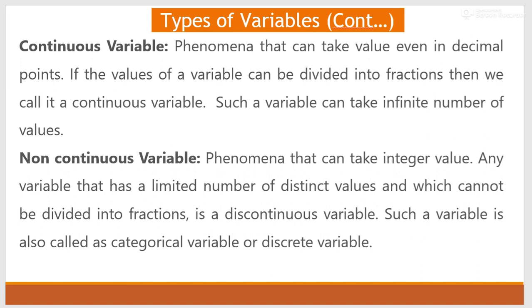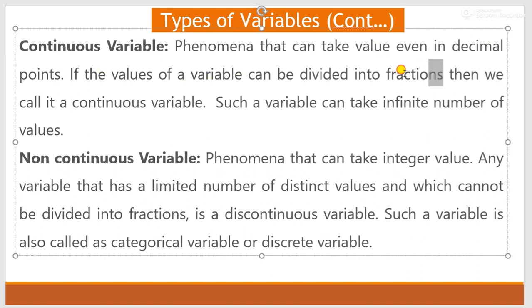Next is the continuous variable. Any phenomenon that can take values even in decimal points is known as a continuous variable. So if the values of a variable can be divided into fractions, then we call it a continuous variable. Such a variable can take an infinite number of values. So if any phenomenon can take an infinite number of values, that is known as a continuous variable.